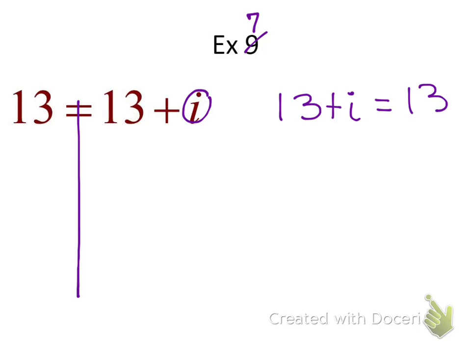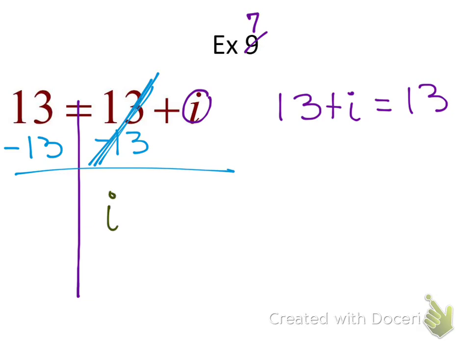Okay, the goal is to get the variable by itself. What do I need to get rid of? 13. So how do I get rid of that 13? Because the 13's on this side with the variable, that's the 13 I'm getting rid of. So I'm subtracting 13. Whatever I do on one side, I do on the other. That cancels on my right. Now, what do I bring down on my right side of my line of equality? The I. I bring down my equal sign.